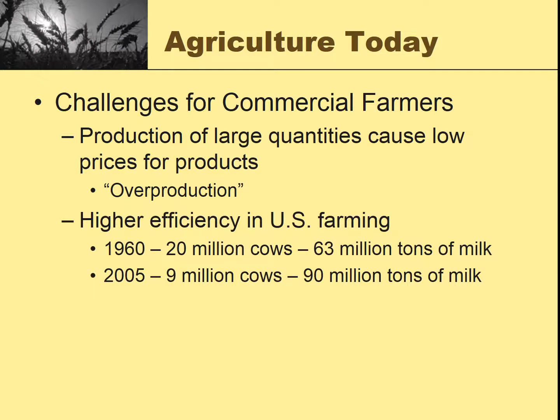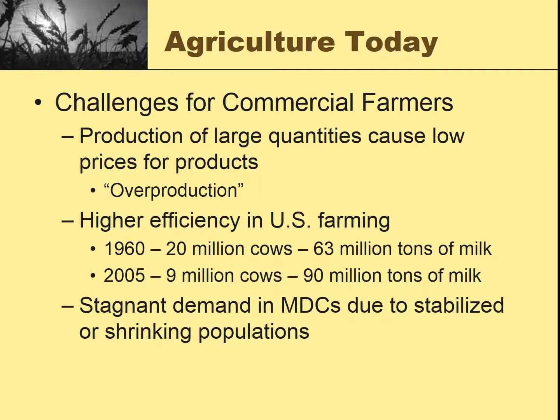If we just look at the U.S. dairy industry, in 1960 we had 20 million cows producing 63 million tons of milk per year. But in 2005 we've reduced that 20 million to just 9 million cows, but they're producing more milk at 90 million tons. So we're producing more with less than ever. But despite that high production, or some would say overproduction, we're seeing stagnant demand in MDCs due to stabilizing populations or even shrinking populations in places like Germany, Russia, Japan, and Singapore.